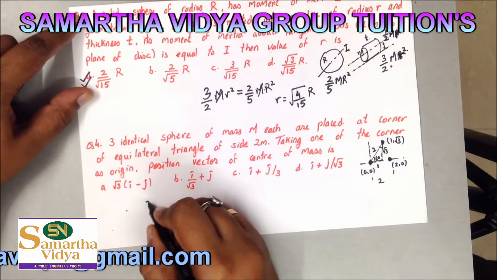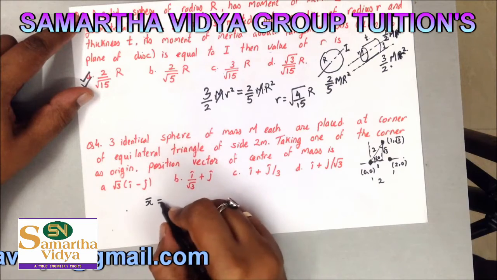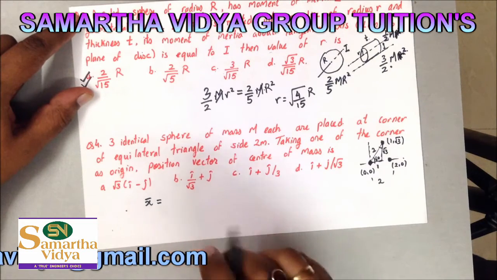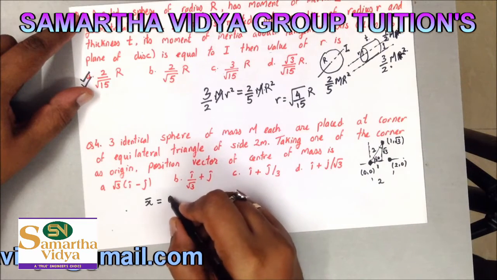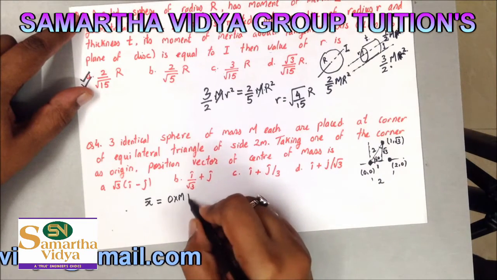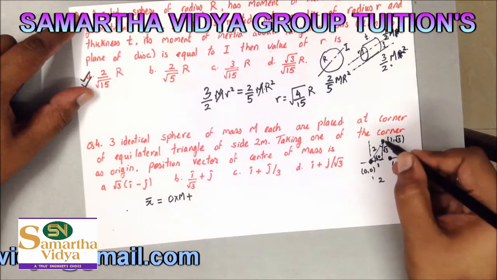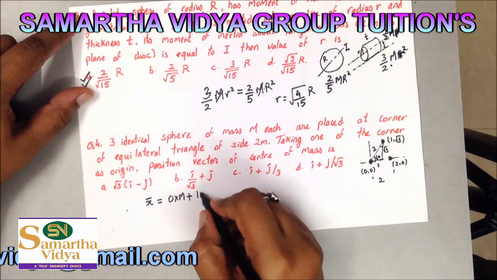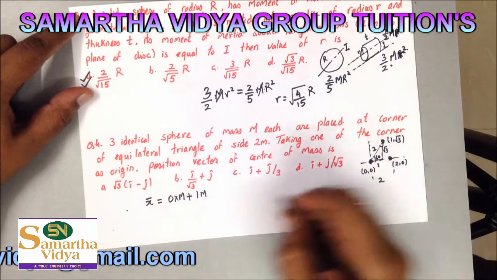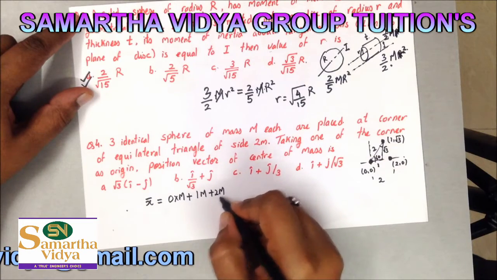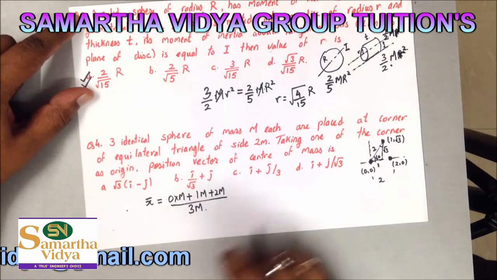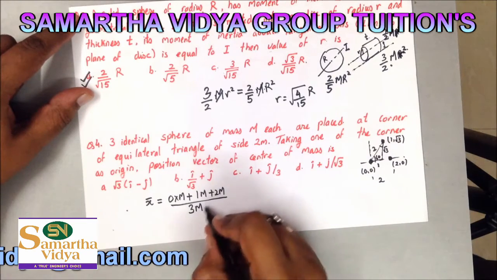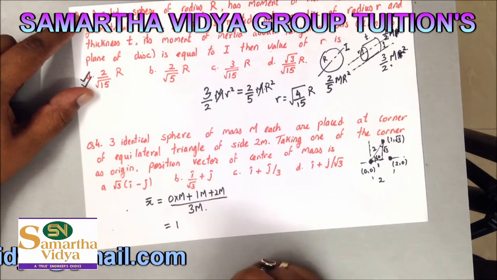So the center of mass we can calculate by x bar is equal to the position x into the mass M. So it's going to be 0 into M, plus, for this particular point it is 1 into M, and for this point it is going to be 2 into M, divided by total mass. So it's 3M because there are 3 spheres. So if I calculate this, I get this point as 1.